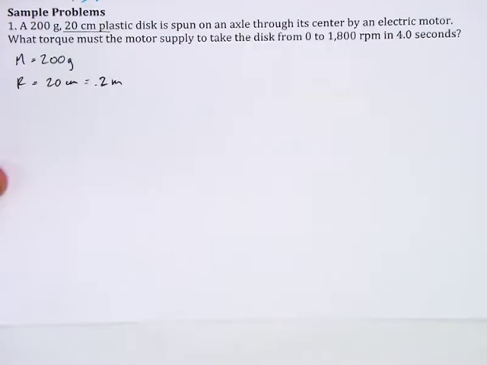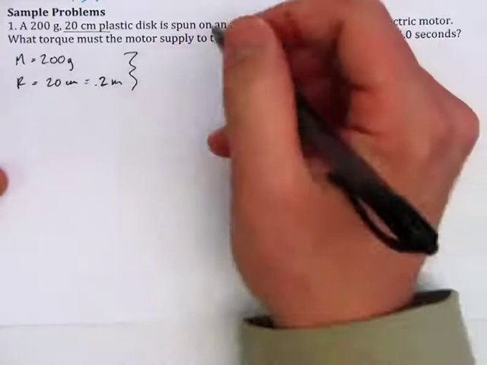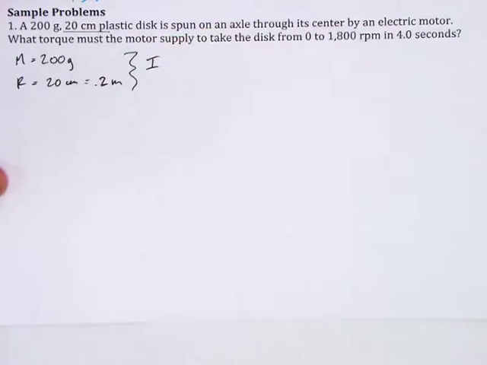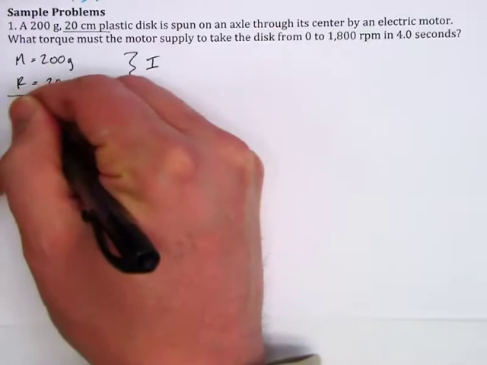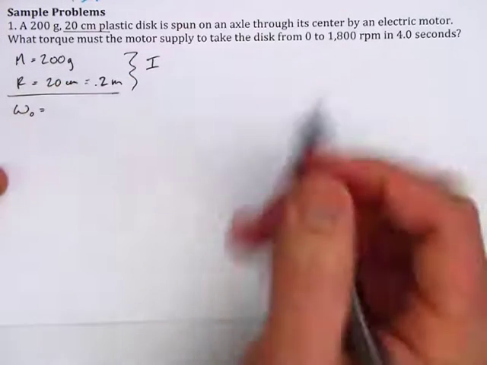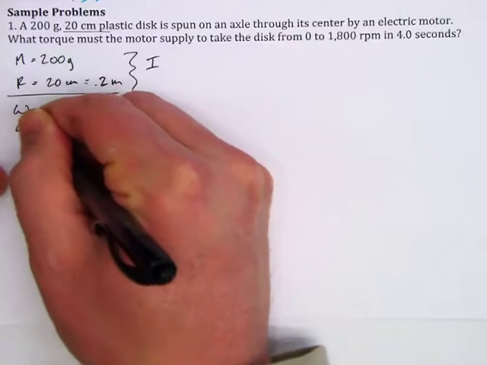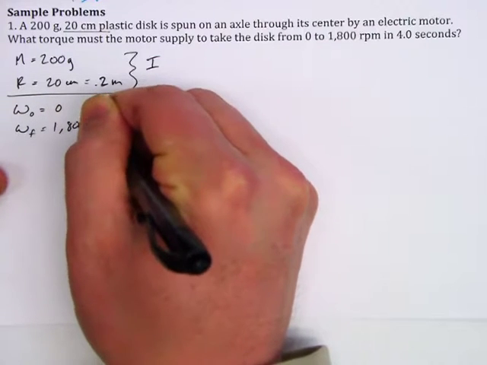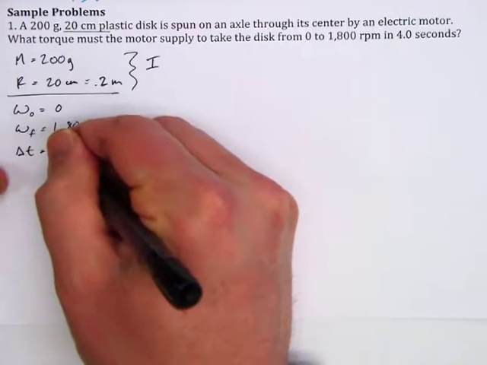Now, what's the importance of this information? This tells me the mass distribution and size of the disc. So this will be information that I can use to find the moment of inertia of that disc. Now, what else do we have? We have that it starts with an angular velocity of 0, and it goes to a final angular velocity of 1800 RPM in a time interval of 4 seconds.